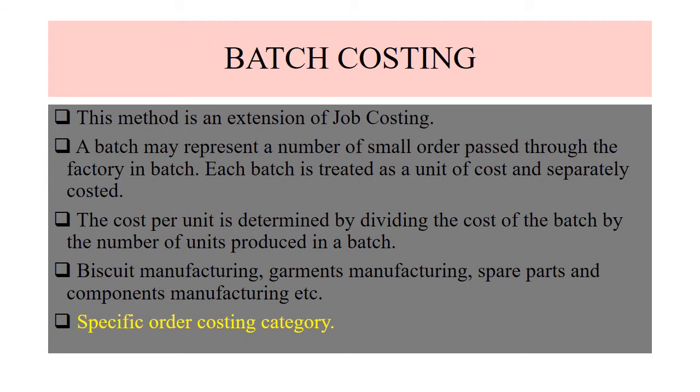Batch costing is an extension of job costing. This is a form of specific order costing under which each batch is treated as a cost unit and costs are accumulated and ascertained separately for each batch. Each batch consists of a number of like units. This method of costing is applied in those industries where similar articles are produced in definite batches. For instance, industries like ready-made garments, toys, tires, pharmaceuticals, etc.